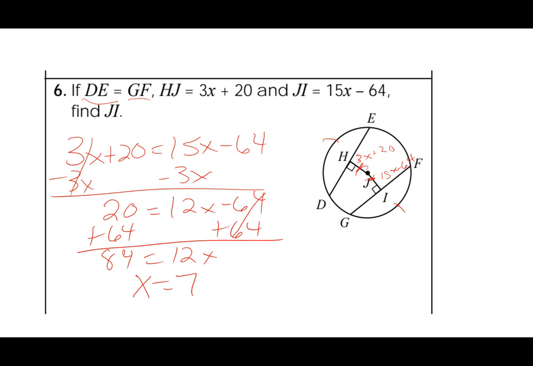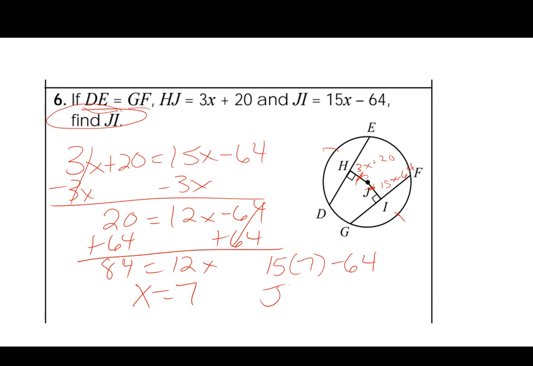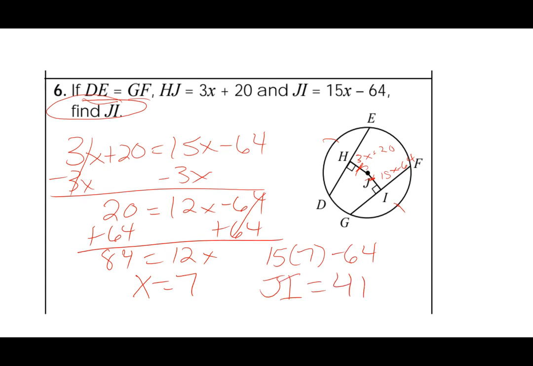But go back up to your original problem, to the wording, and it said find JI. So we need to substitute it back in. So 15 times 7 minus 64 gives us 41. So JI equals 41. And that is our final answer. Make sure you're paying attention to what the problem is asking you to find.